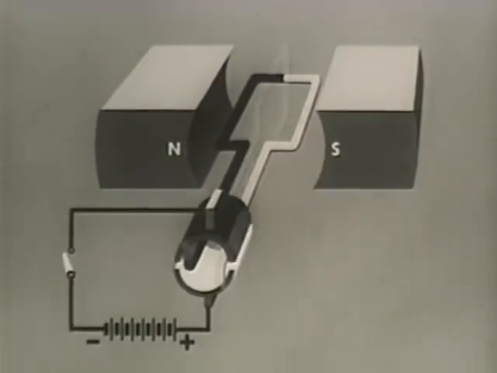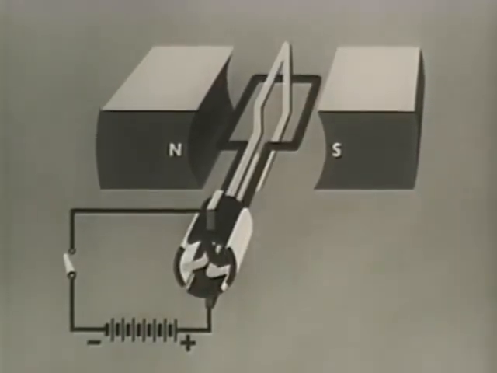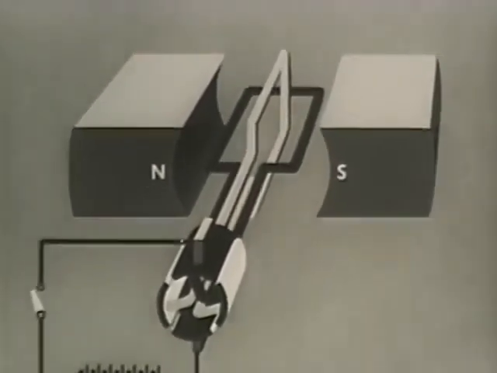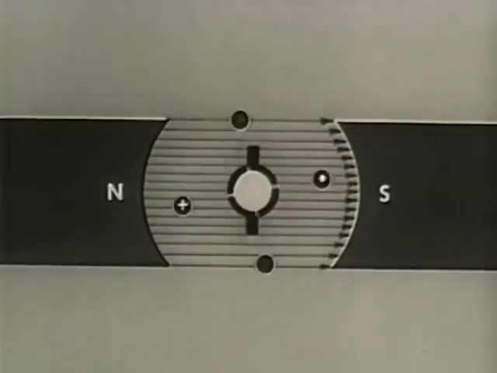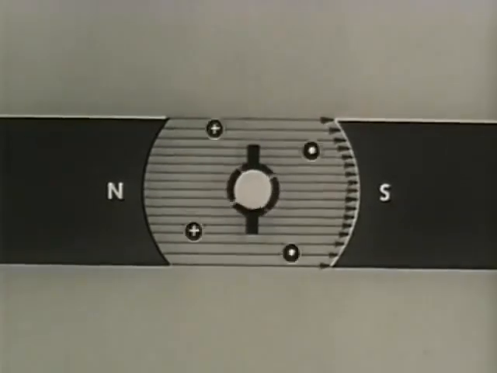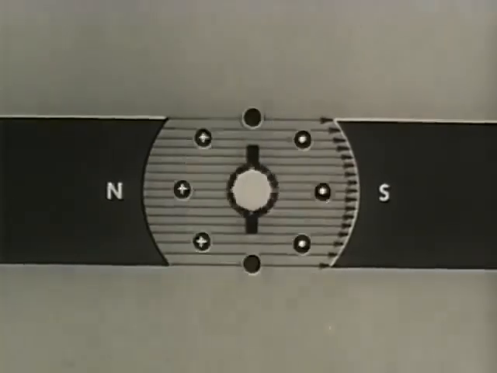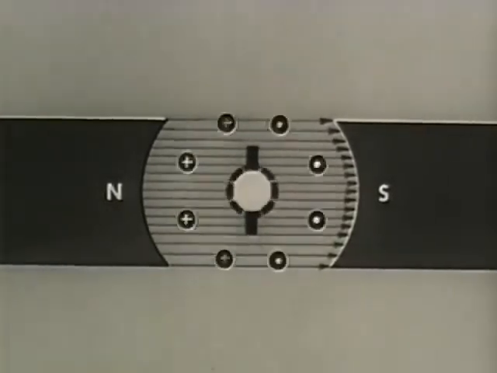Adding another loop and two commutator segments ensures that at no time will balancing forces cancel each other out. With this setup, there will be motion at all times. As one commutator segment is moved away from the brushes, another now takes its place and the movement continues. The greater the number of loops in the armature, the smoother its motion.